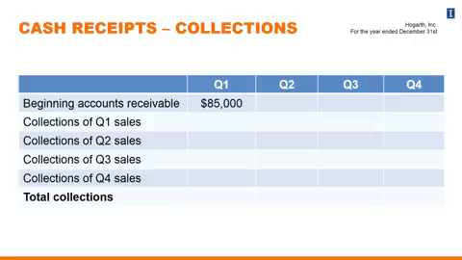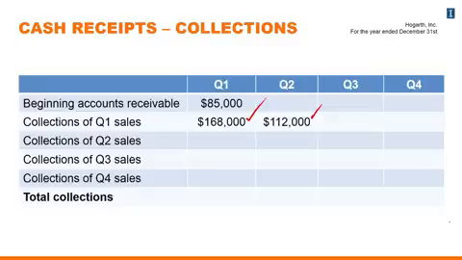Now let's think about the current period sales. When we think about quarter one sales, we had a total of $280,000. Now, Hogarth generally collects 60% of the current quarter sales in the current quarter and collects 40% in the subsequent quarter. So of the $280,000 in sales that were generated in quarter one, 60%, or $168,000, is collected in quarter one. The remainder, $112,000, is collected in quarter two.